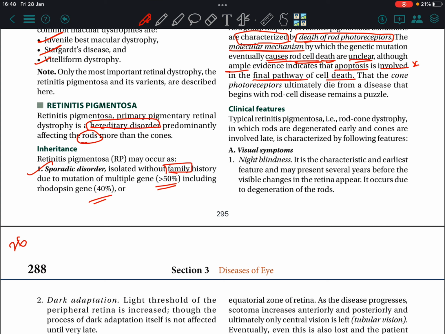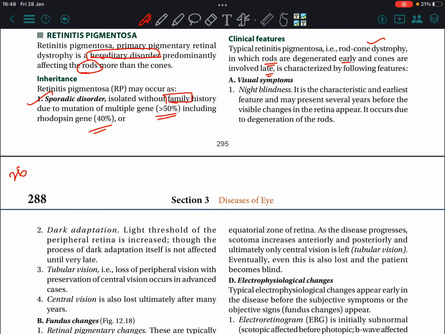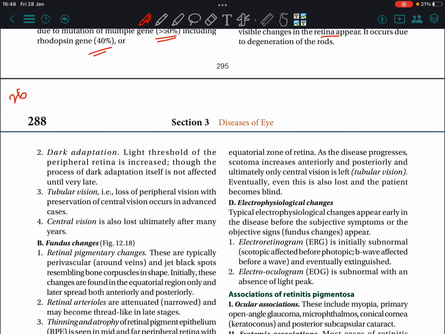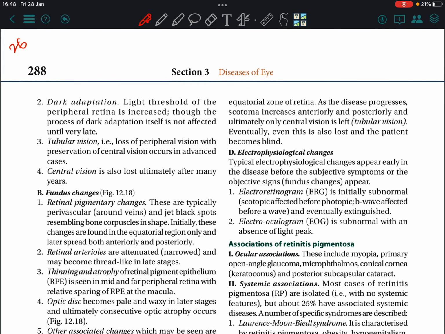Clinical picture. Typical retinitis pigmentosa, a rod-cone dystrophy in which rods degenerate early and cones are involved late, is characterized by the following features. Night blindness is an early feature and may be present several years before visible changes in the retina appear. It occurs due to degeneration of rods.